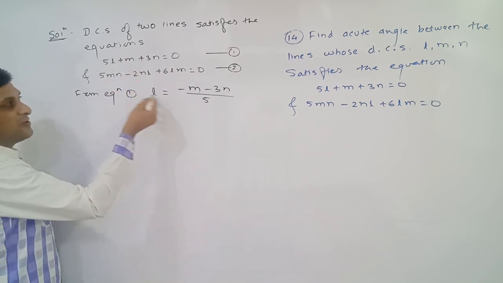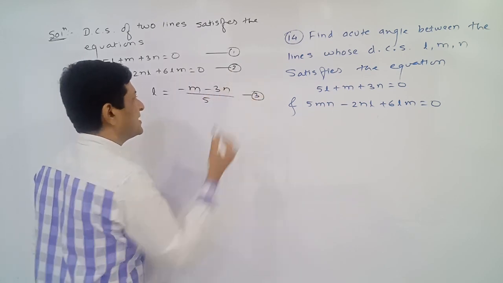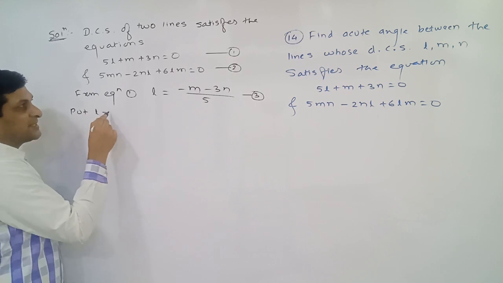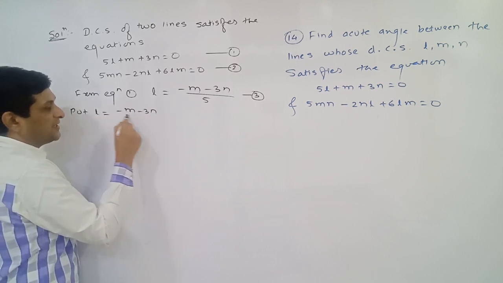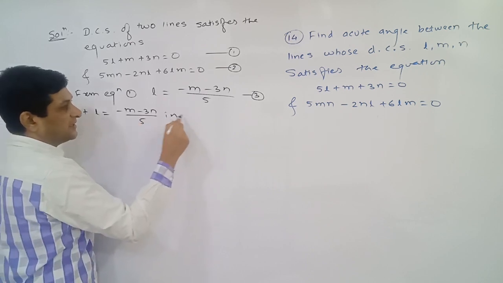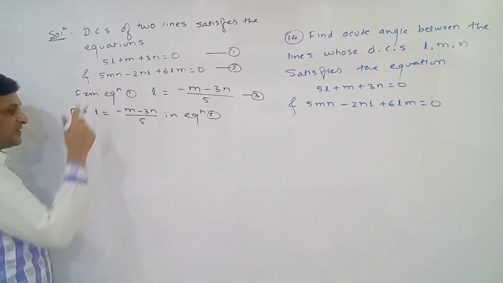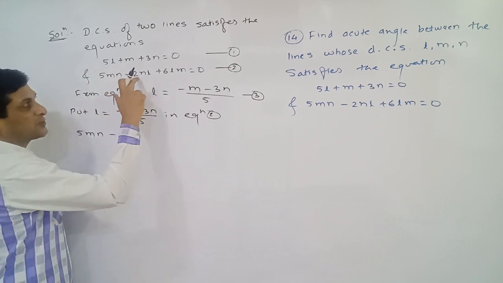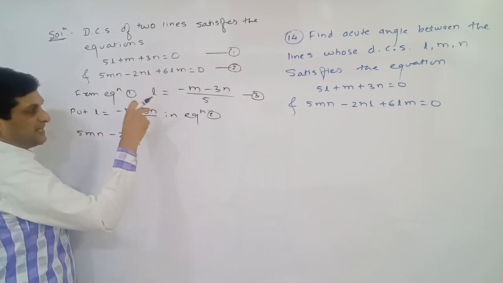Now put this value of L in equation number 2. Let us denote this value of L by equation number 3. So put L is equal to (-5 - 3n)/5 in equation 2. Let us see what we'll get. Keep the first term 5mn as it is, minus 2n also as it is. I'm just replacing L by its value.